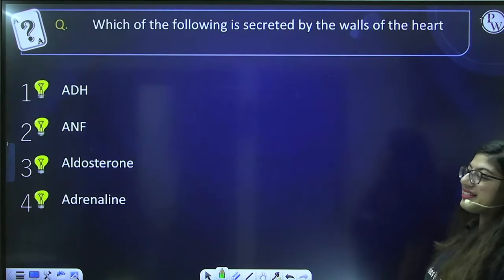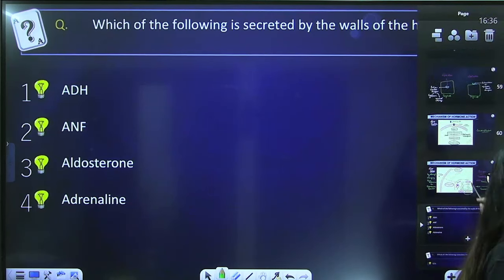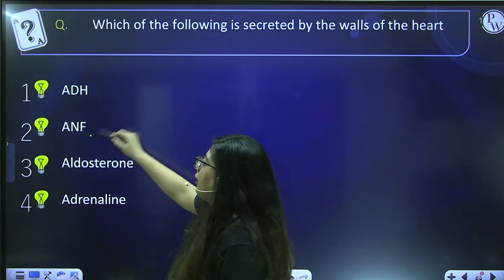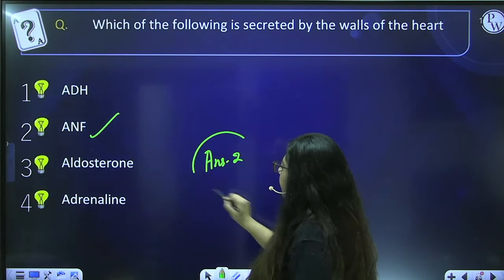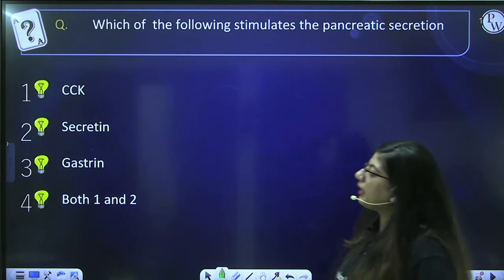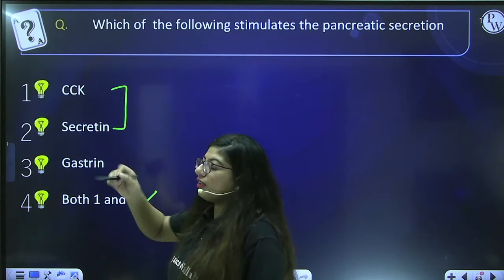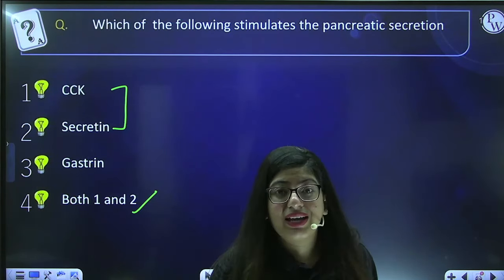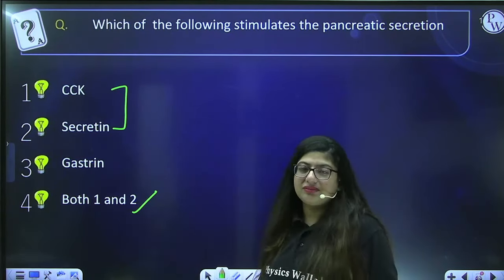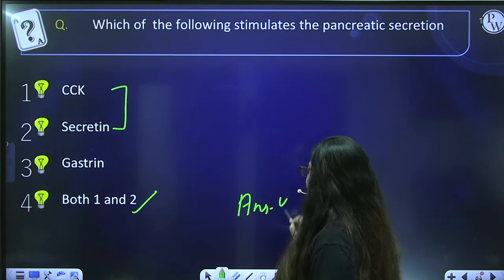Okay, let's see, can you solve these questions or not? Which of the following is secreted by the wall of the heart? ADH, ANF, aldosterone, adrenaline. Very simple, ANF. Next. Which of the following stimulates the pancreatic secretion? CCK, secretin, gastrin, both 1 and 2. Very simple, both 1 and 2. CCK and secretin both lead to secretion of the pancreas, whereas CCK causes contraction of the cystic duct for the release of bile, and secretin stimulates production of bile. Gastrin has its function in the stomach. Answer is 4.